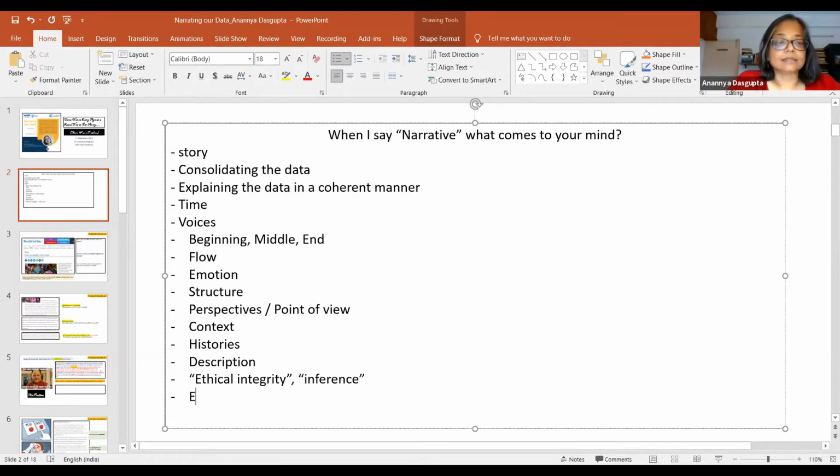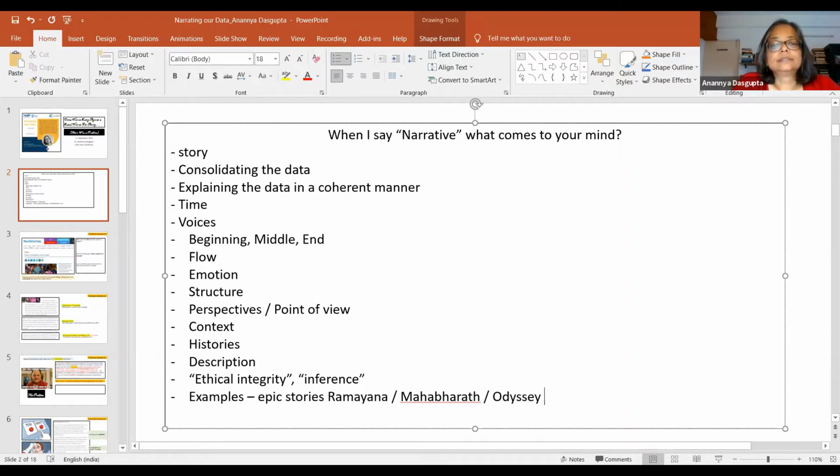Okay, excellent. Examples are epics, right? Epic stories. And these could be from whichever, this could be from other cultures as well.